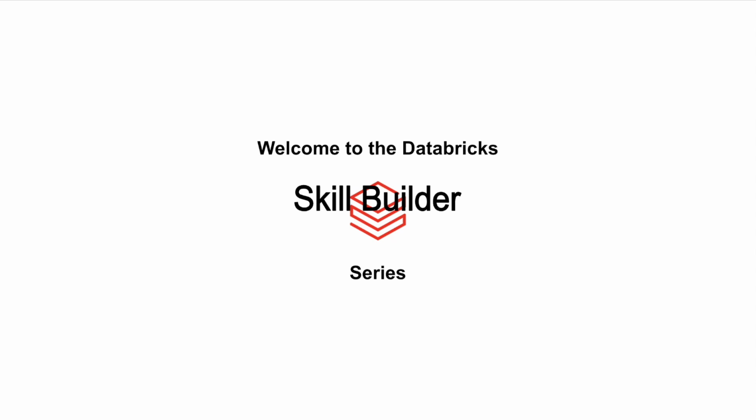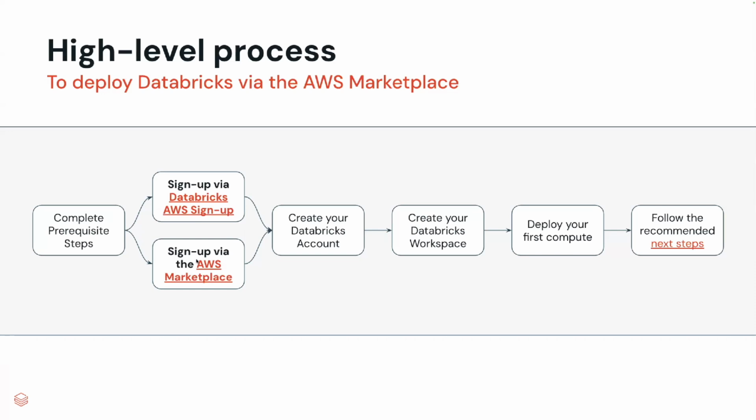Once you go to the AWS Marketplace, you want to subscribe to the Databricks service, and that will take you through a wizard that will allow you to create your Databricks account, tie it to your AWS account, create and deploy your workspace within your AWS account, deploy your first compute just to test that it's working. And then we have some recommended next steps for what to do after you finish that step. So let's go ahead and get started.